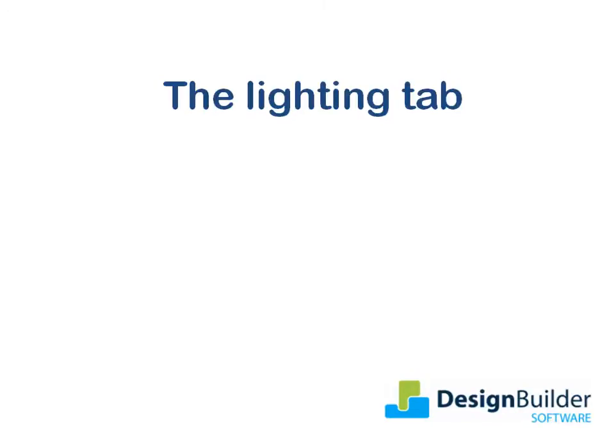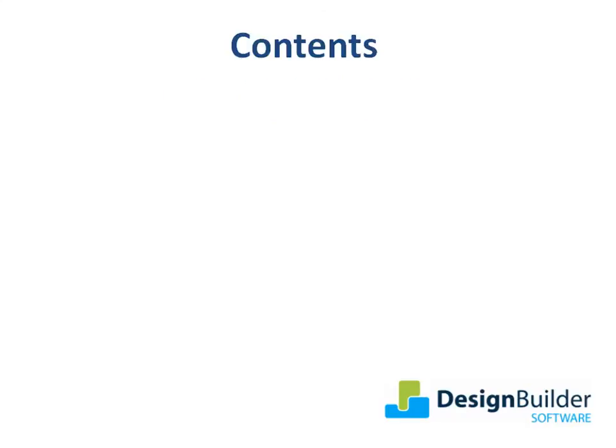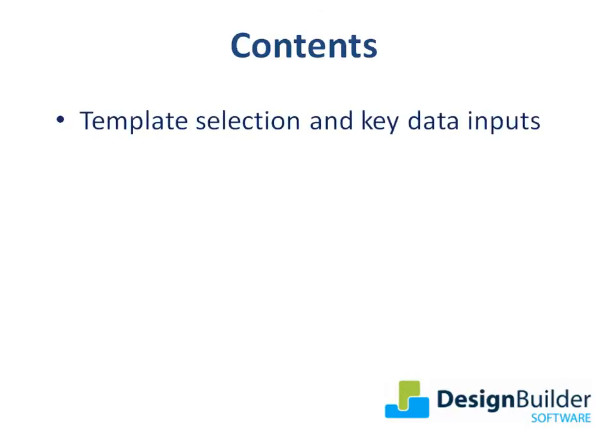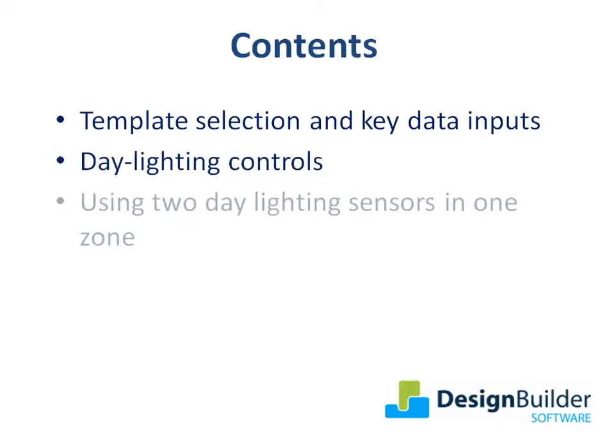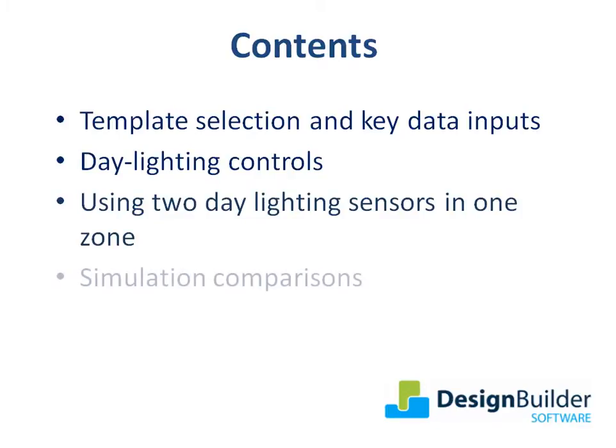The purpose of this tutorial is to introduce you to the key elements of the lighting tab. The data entered in this tab governs the lighting performance and associated energy consumption, but can also have a significant impact on internal heat gains. During this tutorial, I'll review the lighting template selection and key data inputs, daylighting controls, and using two daylighting sensors in one zone. I'll run some simulations to compare results before and after changes are made.